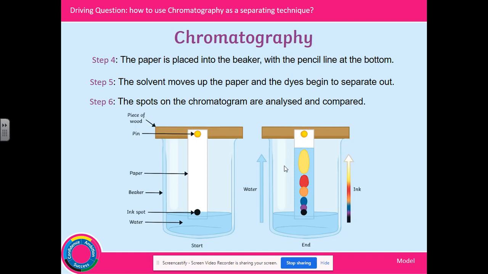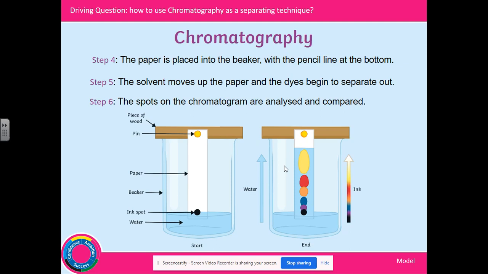Now, to the left of the screen, as you can see, the apparatus that was used. We have a piece of wood, the pin, and of course, the paper. Now, in most cases, we can wrap the paper around the wood, or as you can see, we can also pin it to the piece of wood. At the bottom of the paper, we have the ink spots that we need to find out the different colors that actually make up the ink.